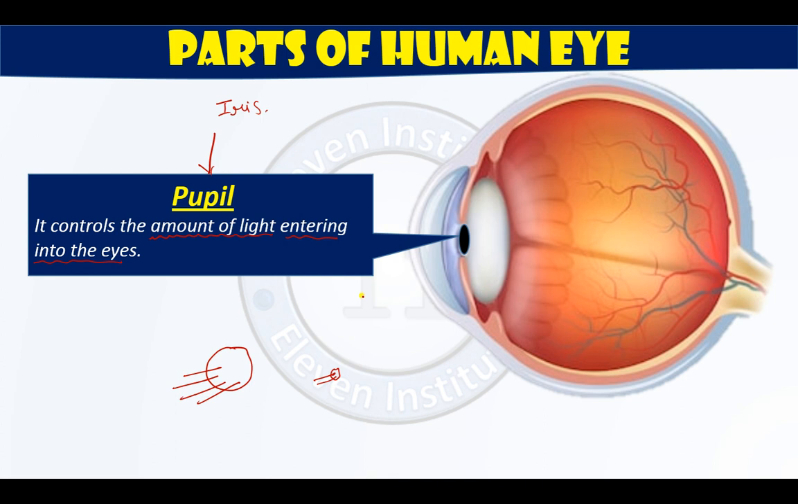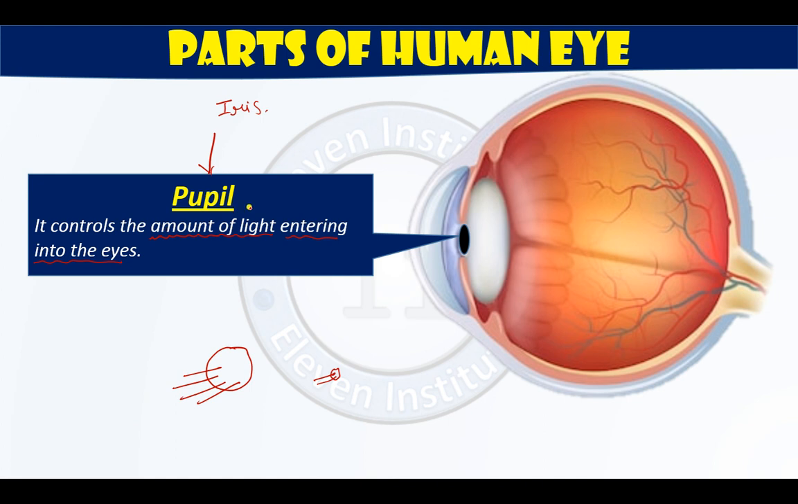Depending upon where you are standing, in a region of more light or less light, the size of this pupil will be decided by the iris, and pupil will control the amount of light entering into the eyes. I hope this is quite clear to you. This is quite logical. Fine.